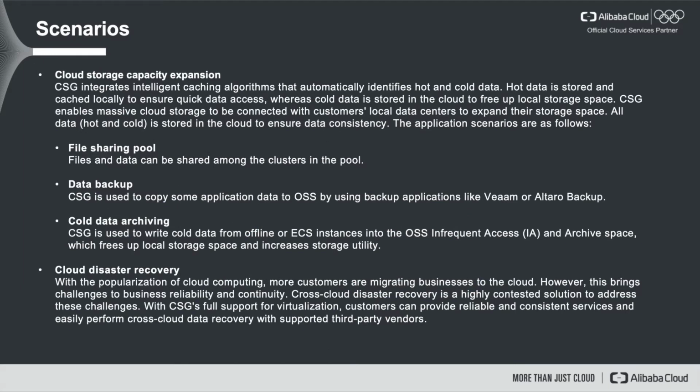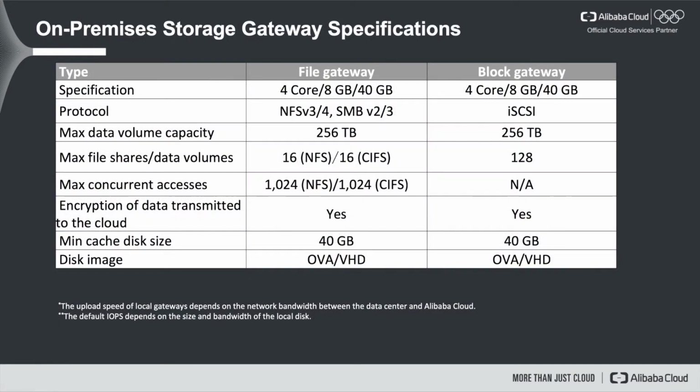The typical scenarios where the Cloud Storage Gateway can be used are file sharing pool, data backup, cold data archiving, or cloud disaster recovery. Those are the most frequently used scenarios by our customers, but there are no limits. I'd like to show you the on-premises Cloud Storage Gateway specification. Those are virtual machines which are deployed with CPU, RAM, and storage. We see as well the difference with the supported protocols.